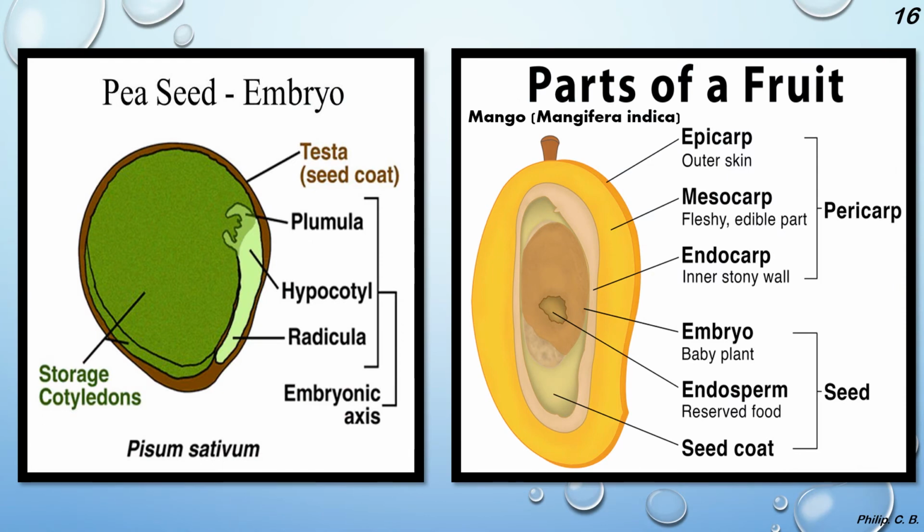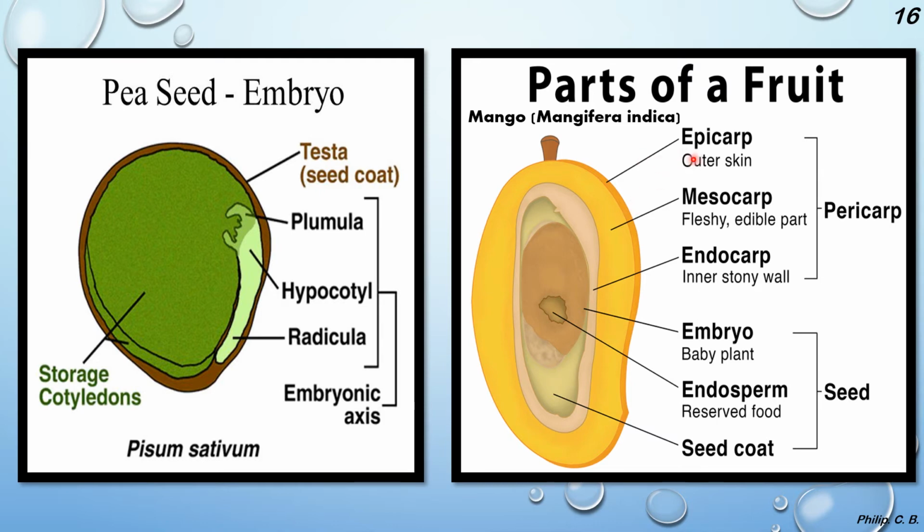Now a few more images. I always add images, which help you understand the concept more clearly. Here you can also see a pea seed: the embryo, the testa or seed coat, plumule, hypocotyl, radicle, the embryonic axis, and the storage cotyledon. The pea plant, Pisum sativum, which we learned about in the first chapter, was the study carried out by Mendel, right? Then parts of the fruit, mango, otherwise Mangifera indica. Why indica? Species made in India, an Indian species, right?